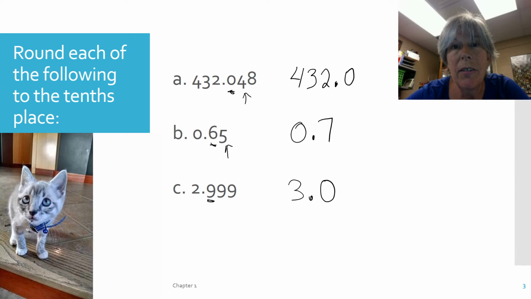And you can check your answers. The last one's kind of tricky. This 9 will make 2.9 round up. Well, what's higher than 2.9? 3.0.